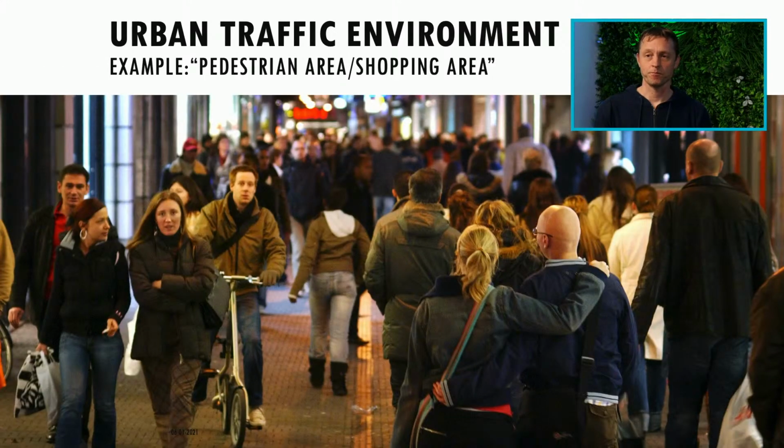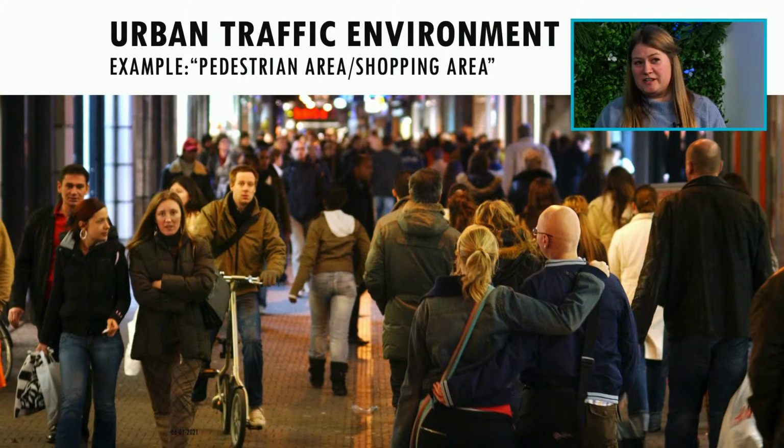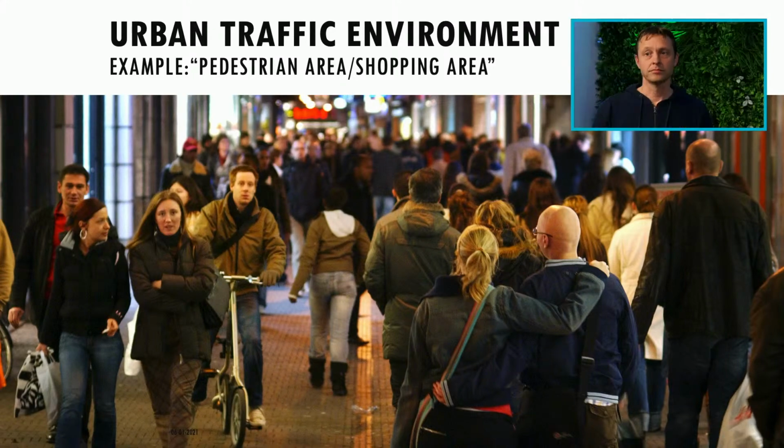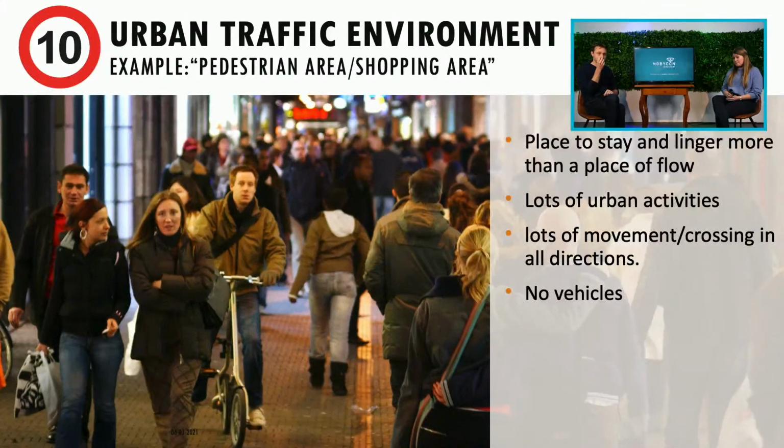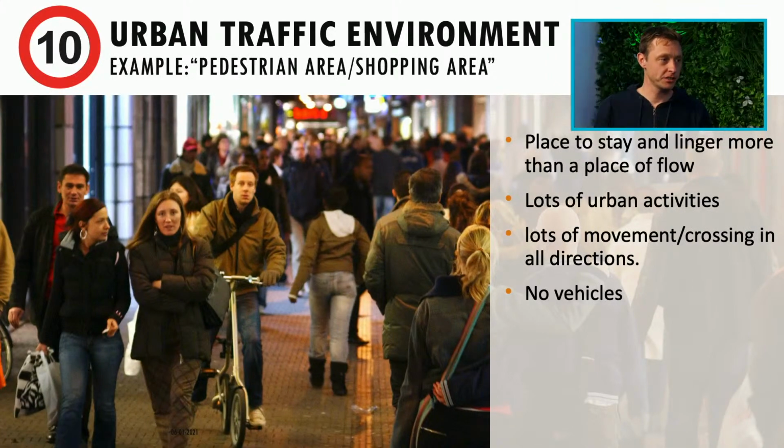Yes, so I have this example of a pedestrian area, and if I look at this picture, do you have certain qualities that only apply in this context? Yeah, so this pedestrian area or shopping area, it can be a name of an urban traffic environment, and there are some qualities attached to it. And I think most important, this is a place to stay, a place to linger, a place to do all kinds of urban activities. In a shopping street it will be shopping, but there can be bars, people meeting each other.